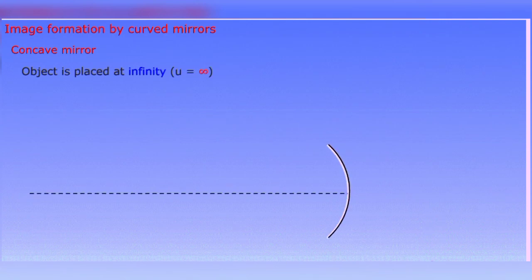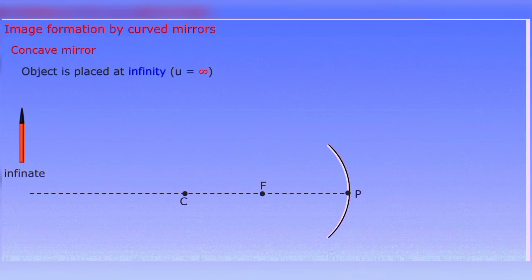Now the next topic is image formation by curved mirrors. First is the concave mirror. Now we will learn how to get the image of an object at different positions. First case, when the object is placed at infinity. Consider an object lying at infinity.